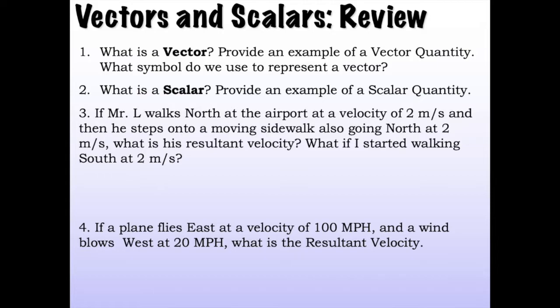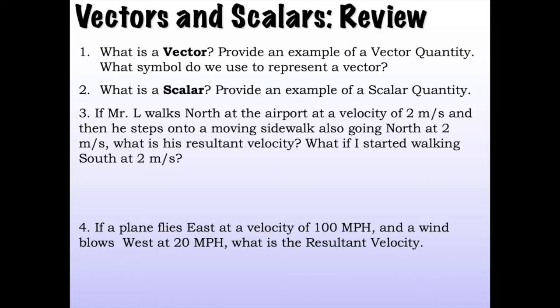All right, so number one says, what is a vector? Provide an example of a vector quantity, and then what symbol do we use to represent a vector? Well, a vector is a quantity that has both magnitude and direction. So it's going to have a number with a direction. An example of a vector quantity, in our last unit, we talked about gravity.